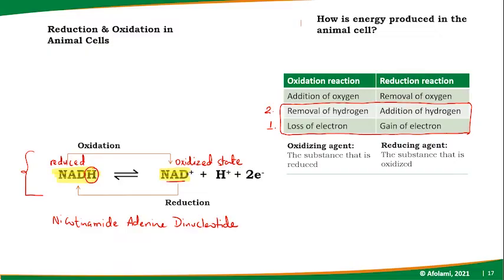I'll take that again. NAD plus here gains electrons and becomes reduced to NADH. Meanwhile, NADH loses its electrons as well as hydrogen and becomes oxidized to NAD plus.